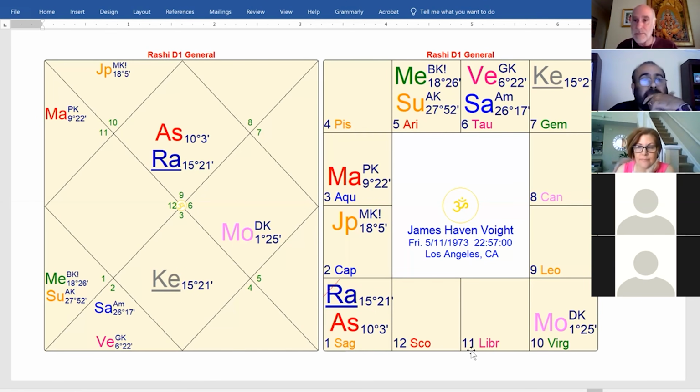I showed the one example of Cameron Diaz, the American actress, who had the 11th Lord Mars in the 3rd house, but was a middle child. She has an older sister and a younger brother.